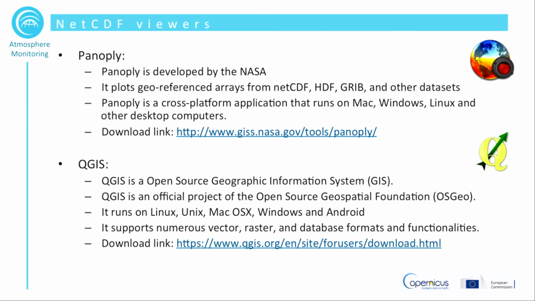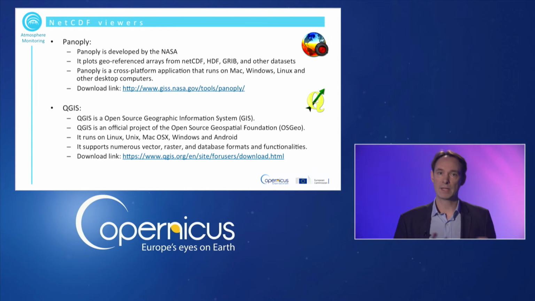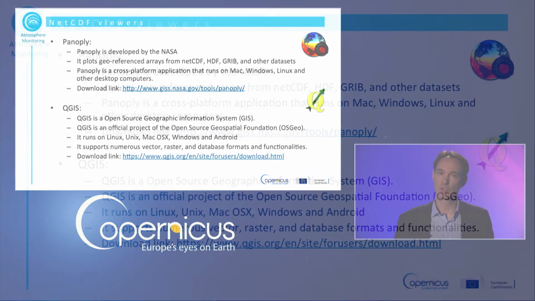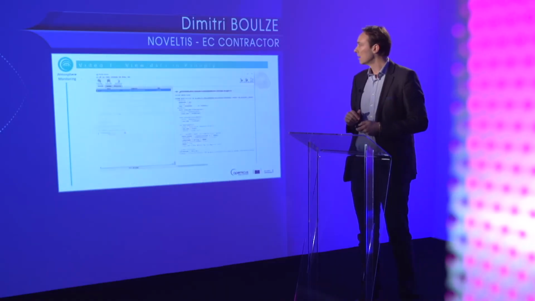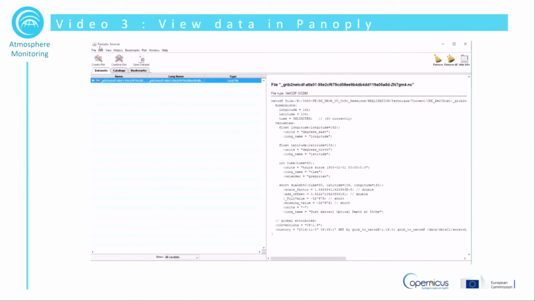The second viewer is QGIS, an open-source geographic information system, which is an official project of the Open Source Geospatial Foundation. It runs on Linux, Unix, Mac OS X, Windows, and even Android. It supports numerous vector, raster, and database formats and functionalities. And in the same way, you can download it following the link you have in this slide. So now, this third video gives you some guidance to view the netcdf file with the Panoply viewer.